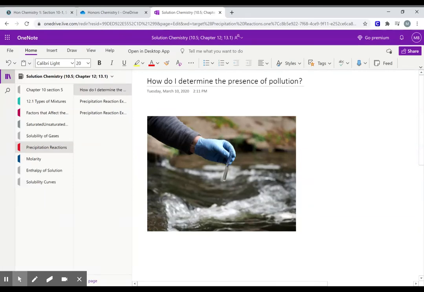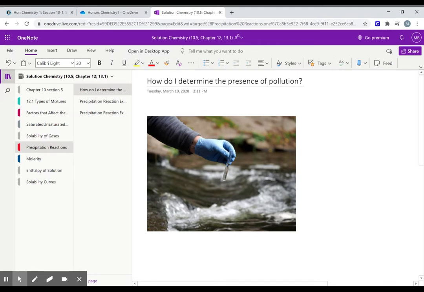All right, so today we're going to look at chapter 13, section 1, and we're going to talk about precipitation reactions. The way that precipitation reactions are used in everyday life is actually to determine the presence of ions that we consider to be pollutants in our water. So that'll be directly related to our lab that we're going to use for this chapter.